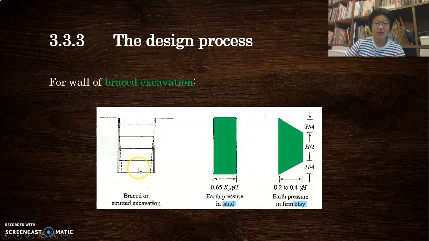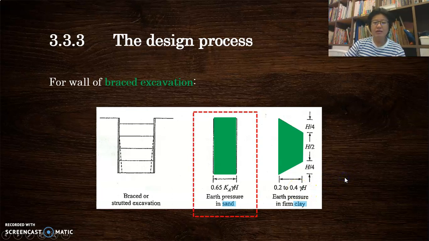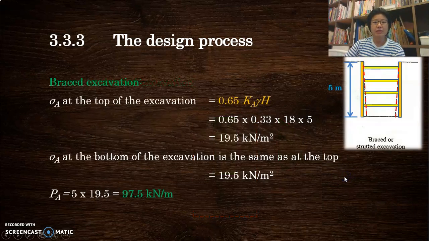These are the braces. Now if you have sand at your excavation site, then the pressure diagram is actually a rectangle. From the top to the bottom, they are of the same value. To calculate that, it is 0.65 Ka gamma H. But if it's in clay, be a bit careful. It is a trapezium, with H/4 at the top and bottom, and the middle bit is the remaining half. The value of the lateral earth pressure is 0.2 to 0.4 gamma H. In this example it is sand, so that will make our life easier. It's just a rectangular diagram that we are going to use.